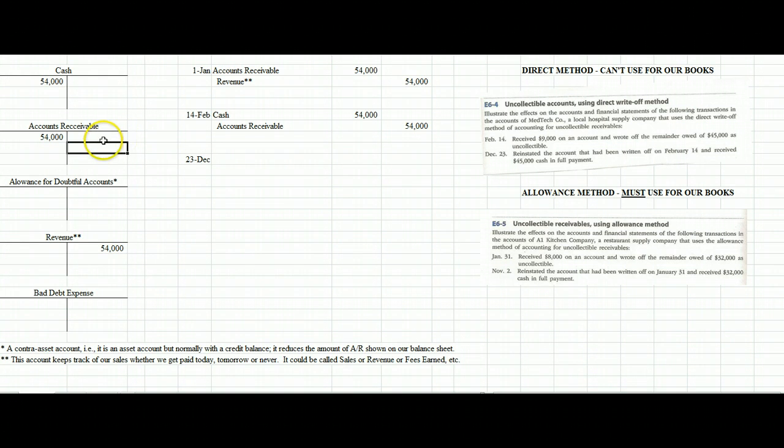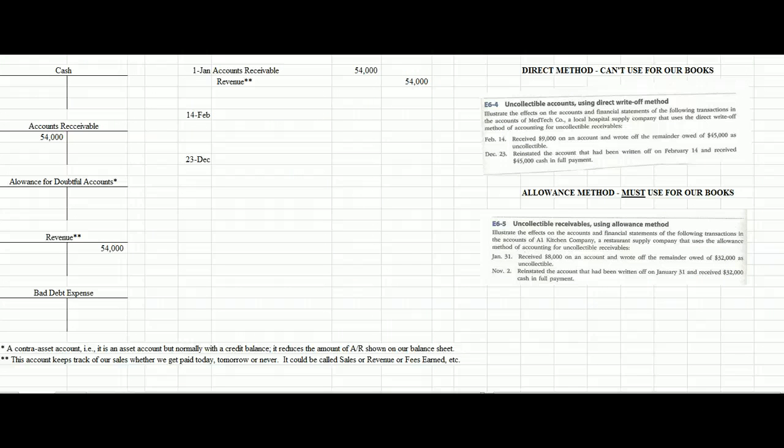So now what's the balance in our accounts receivable account? It's zero. $54,000 worth of debits, $54,000 worth of credits. What's the balance in our cash account? $54,000. Notice that when we got the money, we didn't credit revenue again. That would be double counting the sales. We only count it when we send out the invoice.